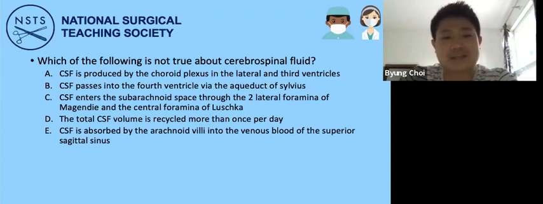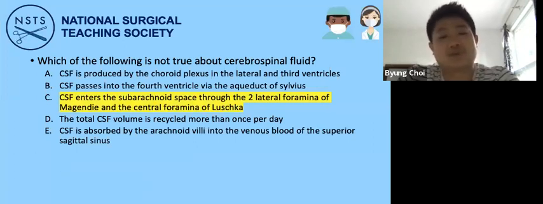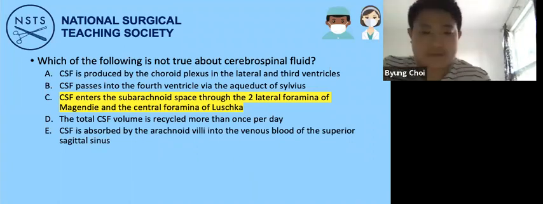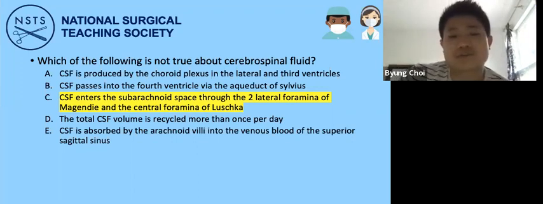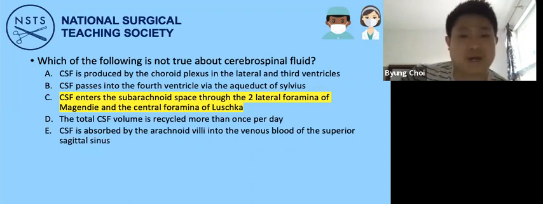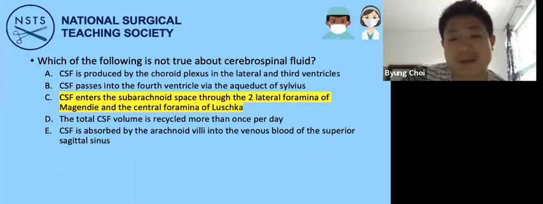Now, the answer in this question is C. CSF enters the subarachnoid space through two lateral foramina of Magendie and the central foramina of Luschka. Okay. Now, first and foremost, I'll explain why that is the answer for this one and why it's not true. Well, the CSF, although it does go through both those foramina, it's the foramina of Luschka which are the lateral two foramina, and Magendie is the central one.